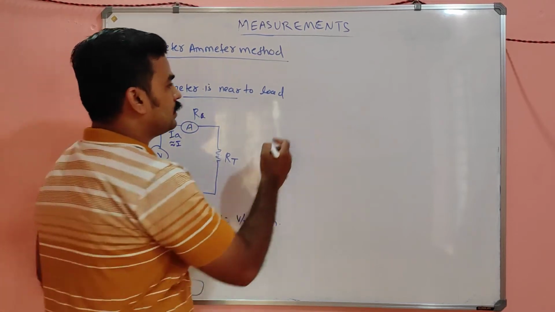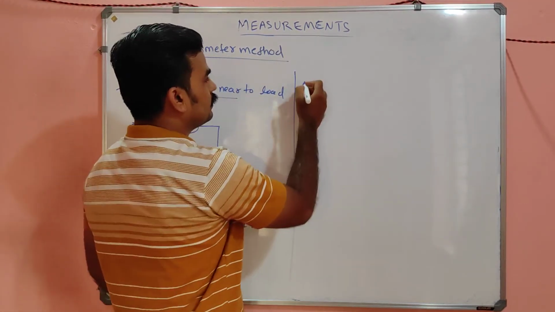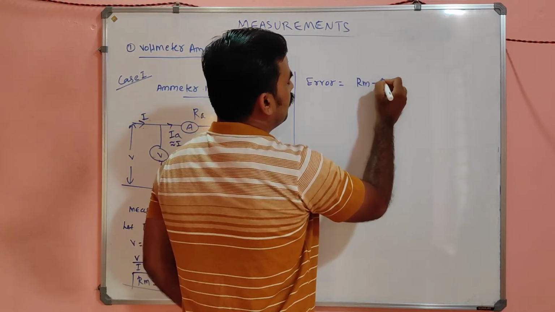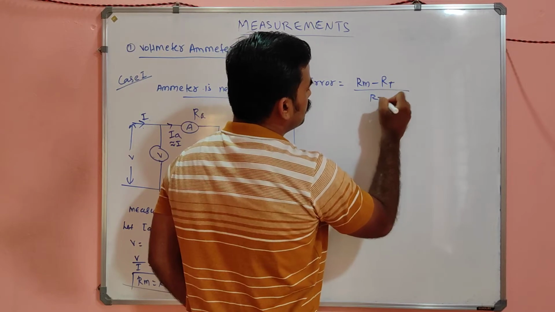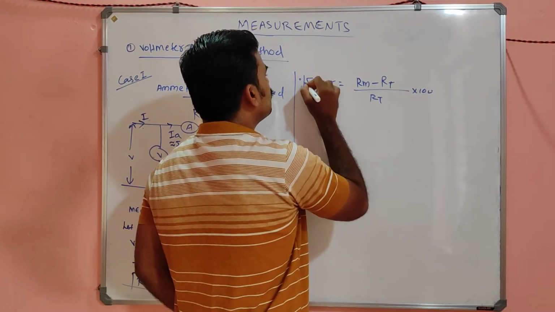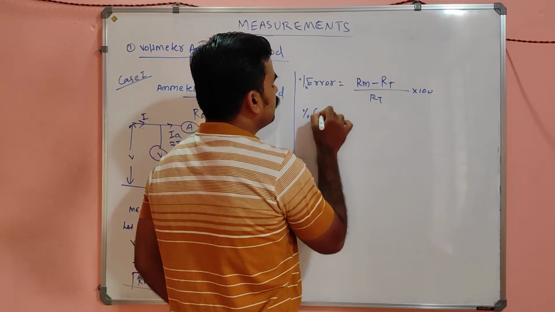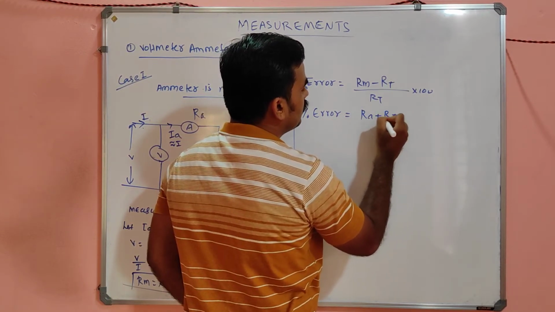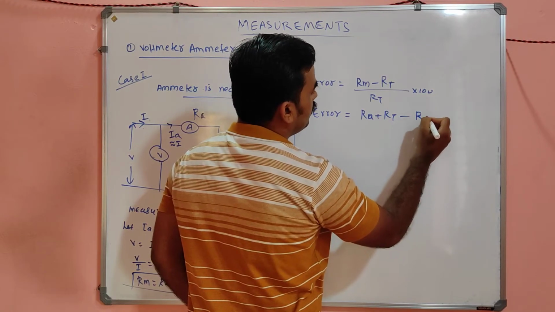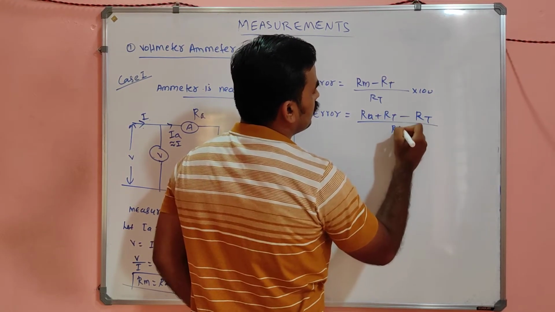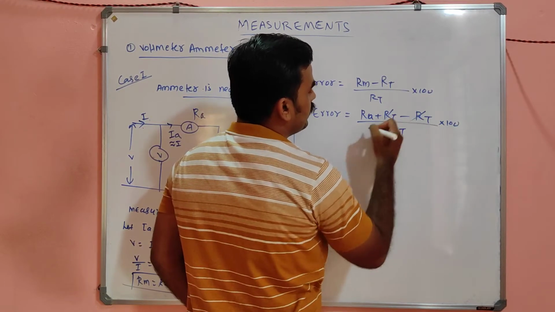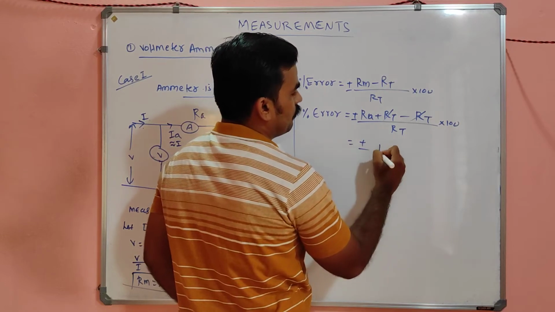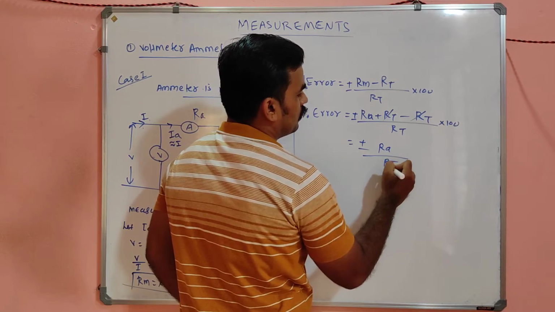So what will be the error? Error will be equal to measured value minus true value divided by true value into 100. It's the percentage error. What is the measured value now? RA plus RT, minus RT, divided by RT, into 100. RT cancels. Plus or minus. Very, very important.